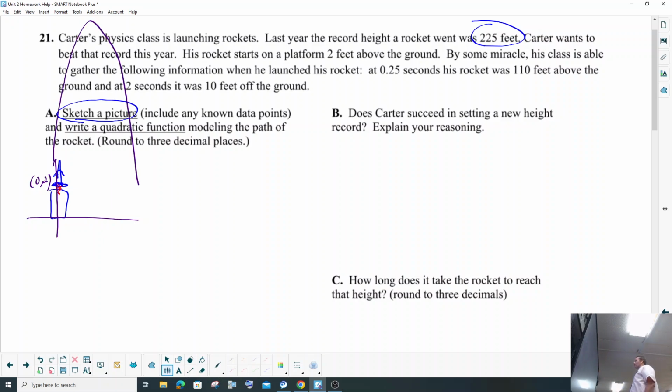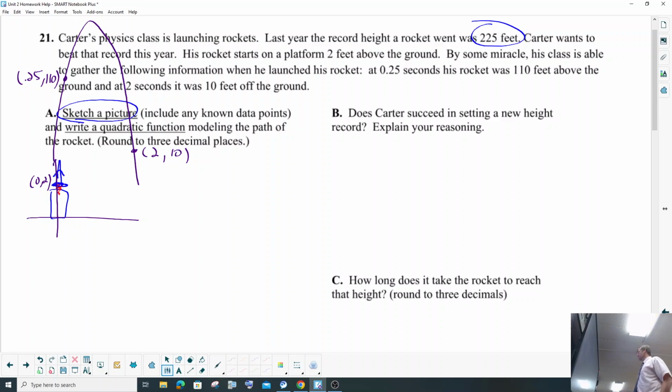So by some miracle, his class is to gather the following information, we launched his rocket. Okay, sure. So at 0.25 seconds, his rocket was 110 feet off the ground. And at 2 seconds, his rocket was only at 10 feet off the ground. So that's a pretty fast rocket. It came down pretty fast too, didn't it?